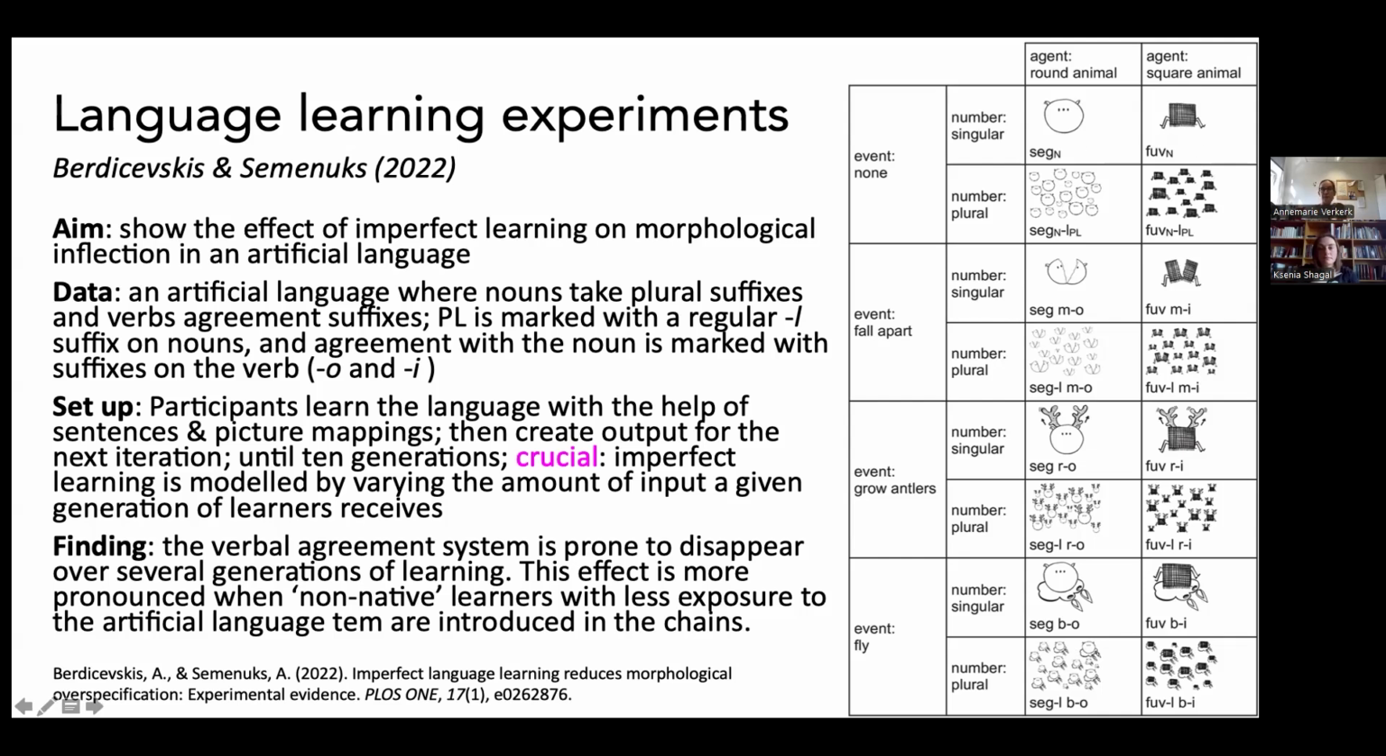So these are the nouns, right? There's a noun for different types of animals. This round animal is called a seg, and the plural of these round animals, a group of them all together, is called a segu, and so on, right? And then you have different types of events here. So for example, the seg can fall apart, right? Then the seg does mo, right?